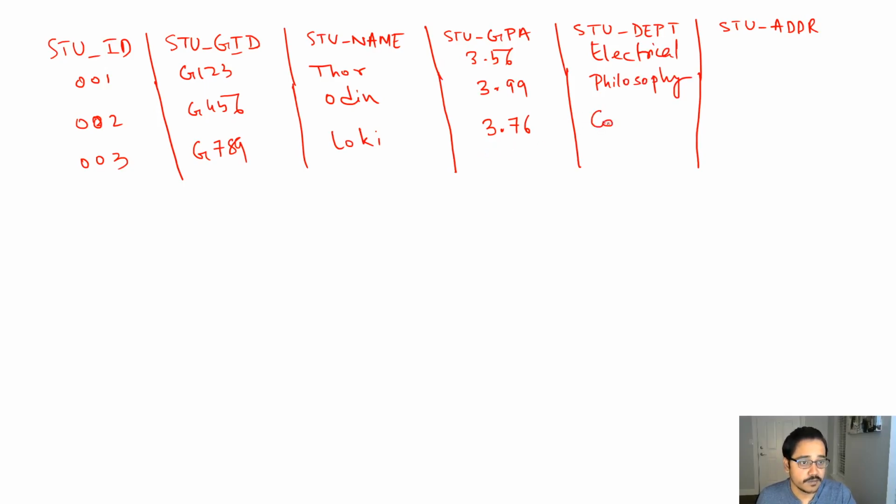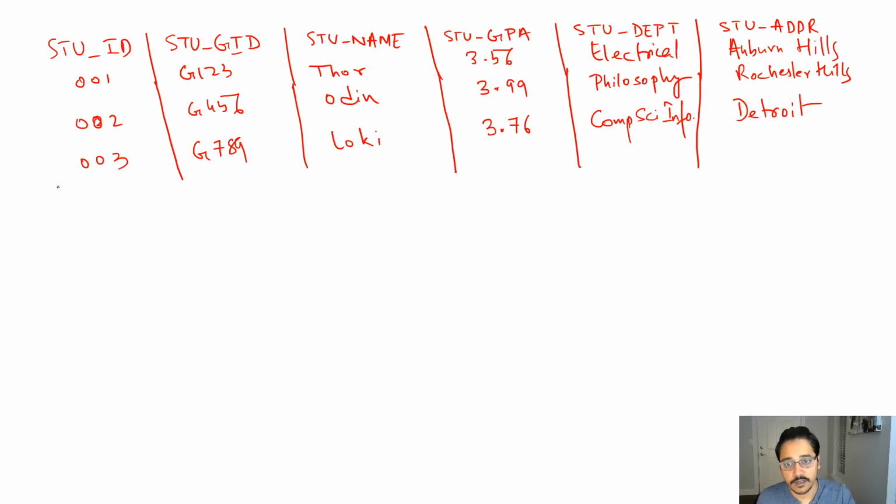Let's just put him in ComSci, okay? Or CSI, ComSci and Information Technology. And address, well, they're all from Asgard, but now it's no longer there because of Thanos. So it could be anything, okay? So just give Auburn Hills, something like this, Rochester Hills, and Detroit. Something along these lines, okay?